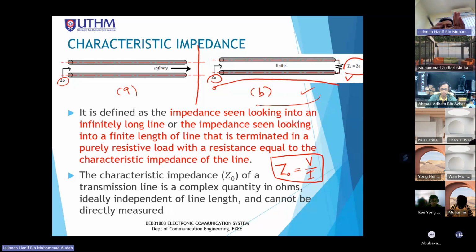But in this case, we look at the transmission line in two categories, for finite length and also infinite length. And for your information, characteristic impedance is not dependent on the length of the transmission line. Regardless of the length of the transmission line, the characteristic impedance is still the same. And the unit is ohm.